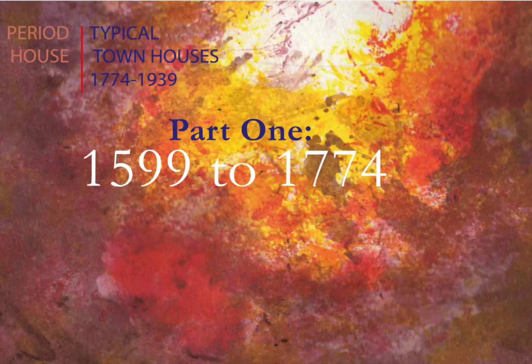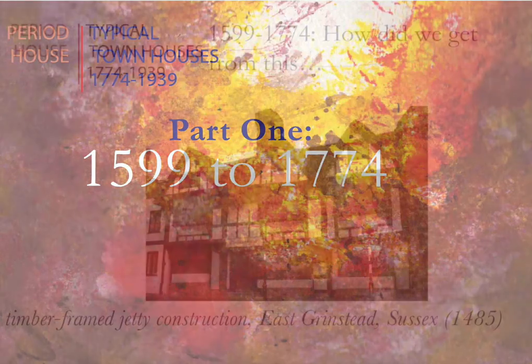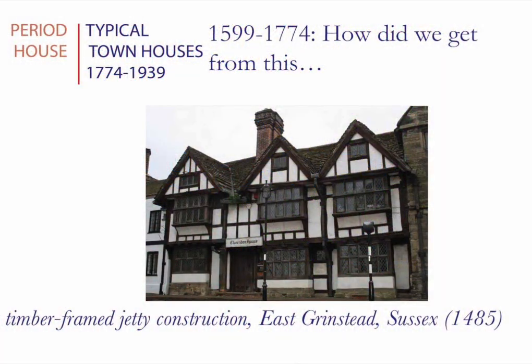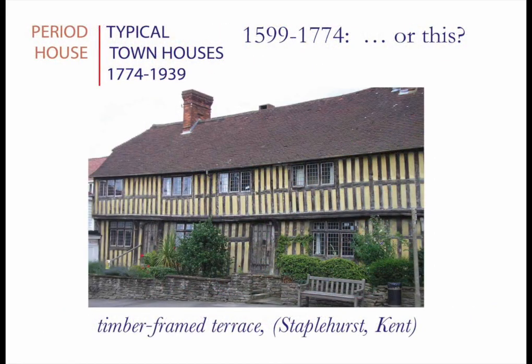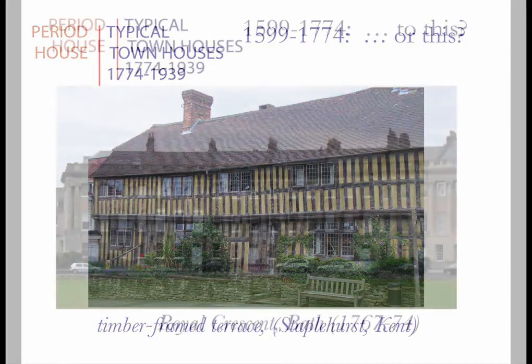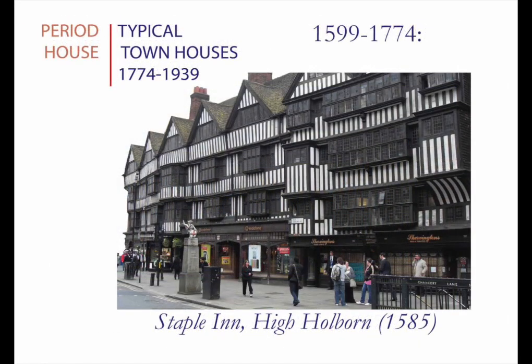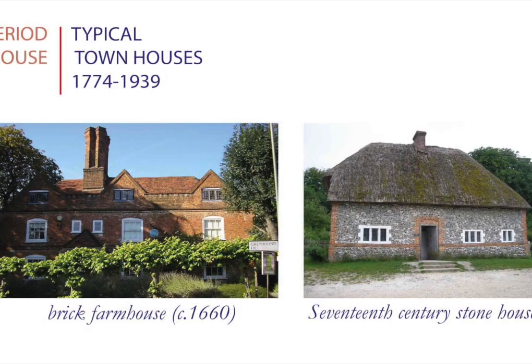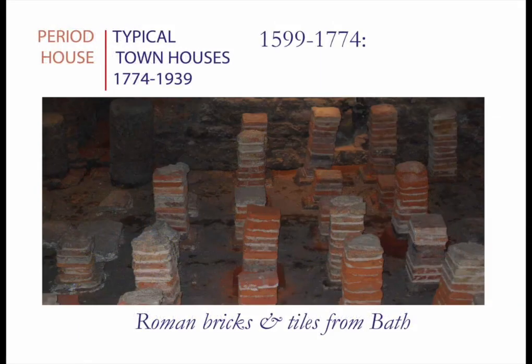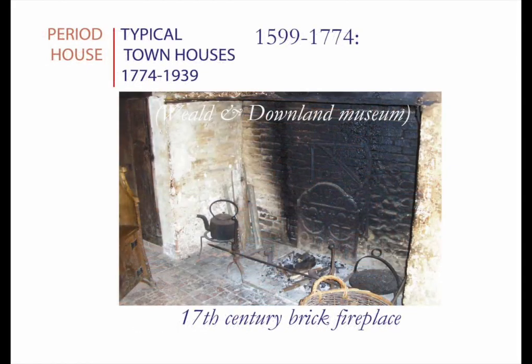Part 1, 1599 to 1774. How did typical town houses get from this, or this, to this? At the beginning of the 17th century, timber-framed houses were common in towns. The alternative was either brick or stone. Brick had been introduced by the Romans. It was a common building material even in timber-framed houses where it was used for fireplaces and chimneys.